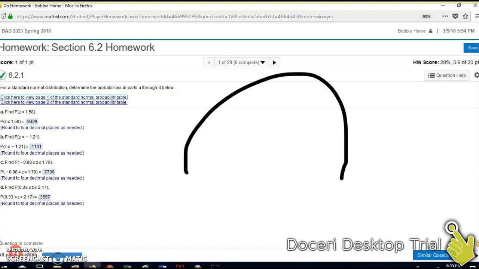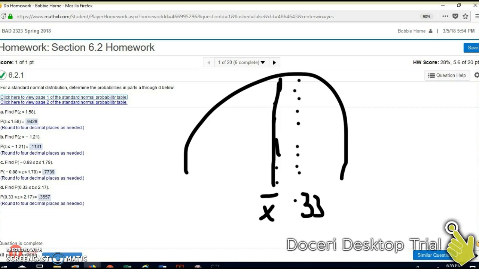Here's our normal curve. Here's the mean. Let's do the probability that it's between 0.33, which would be somewhere above the mean on the positive side, and then let's say 2.17. Let's say it's somewhere right here. I know that's not the best picture there.